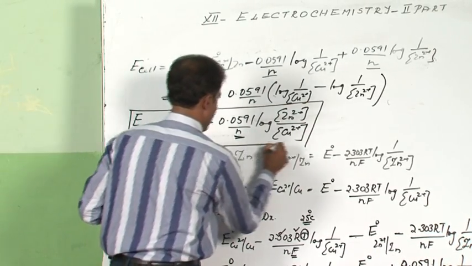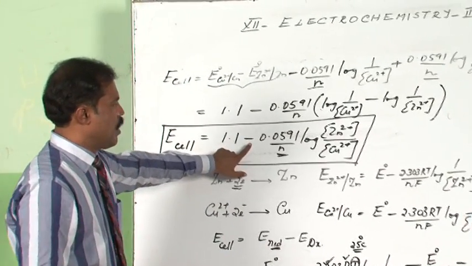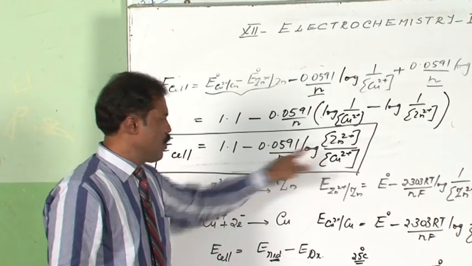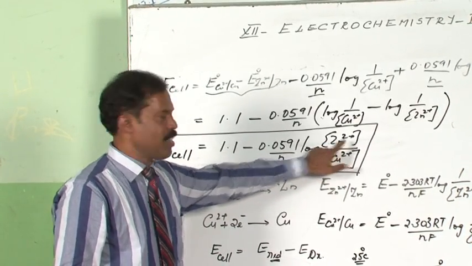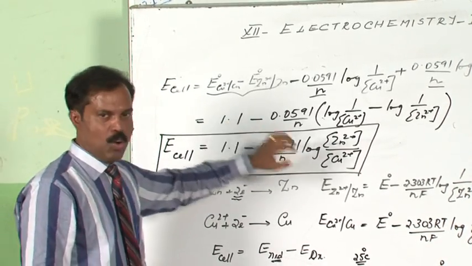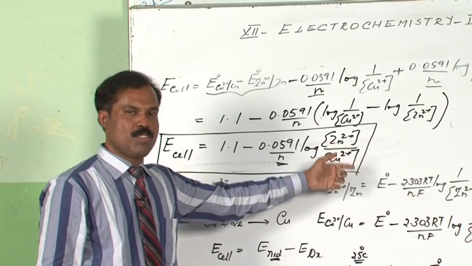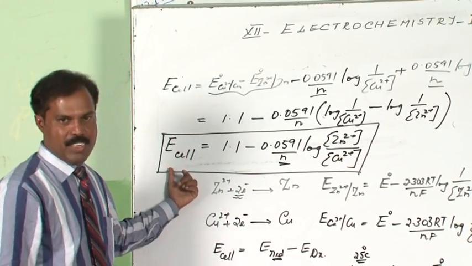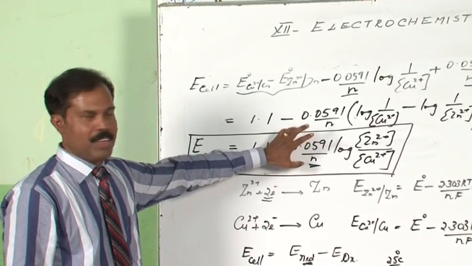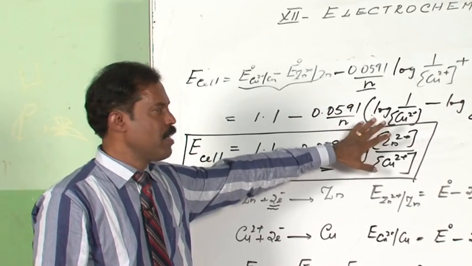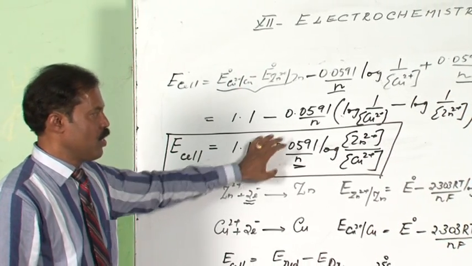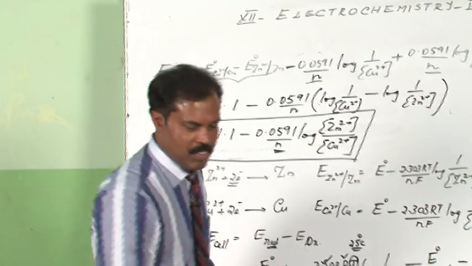is directly proportional to concentration of Cu2+, inversely proportional to concentration of Zn2+. Reason is there is a negative sign here. So EMF of the cell is dependent on the concentrations. So by changing the concentrations, the EMF of a cell can be varied. So this 1.1 is valid only when your cell is under standard conditions. The moment it is in not standard conditions, we will have to use the Nernst equation to find out EMF of the cell.